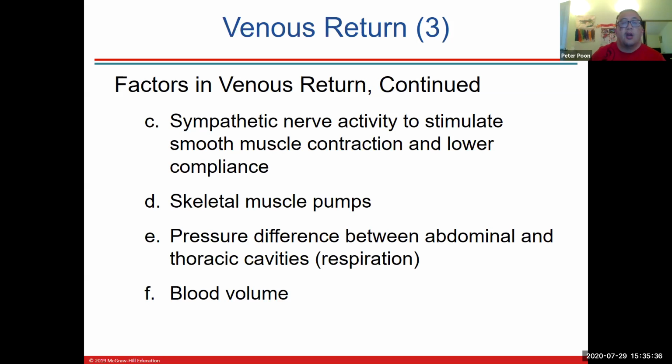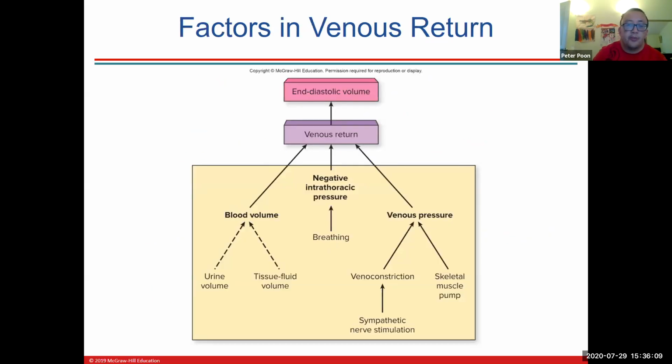The sympathetic nerve activity stimulates smooth muscle contraction and lowers compliance. Our skeletal muscles also pump the veins. When we move, they squeeze on the veins and drive the fluid in the veins up. The pressure difference between the abdominal and thoracic cavities when we breathe also puts pressure on the veins. And lastly, the blood volume.